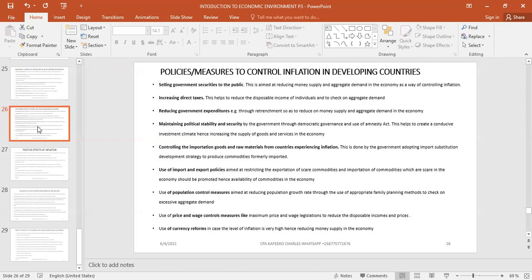Use of currency reforms, this one is always the last one. Currency reforms come as the last resort. Why? Because if there is an increase in the general price levels and you just change the currency, you are not solving anything, because at the end of the day, you will keep on changing. This comes if you have done everything we've said above, and you see that inflation still exists, then the last resort is to change the currency.